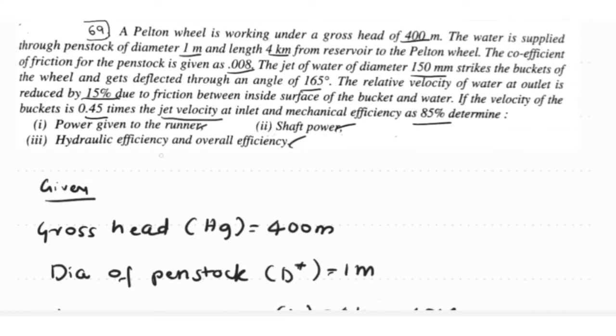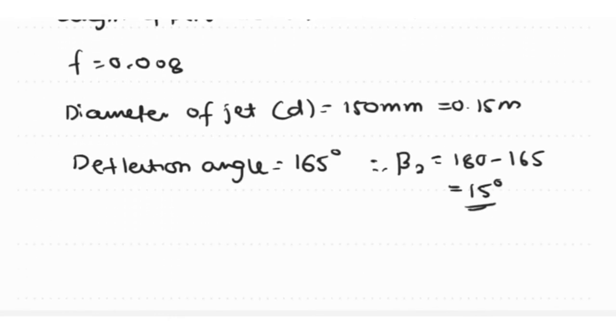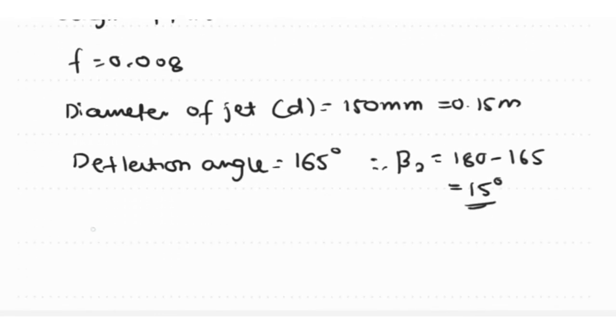Then relative velocity at outlet is reduced by 15 percentage, it is given. So we can calculate the relative velocity at the outlet, that is Vr2, reduced by 15 percentage of inlet relative velocity. If you take 100 percentage as the inlet relative velocity, and it is reduced by 15 percentage, then 85 percentage is left, so we can write it as 0.85 times Vr1. So this is what they have given.